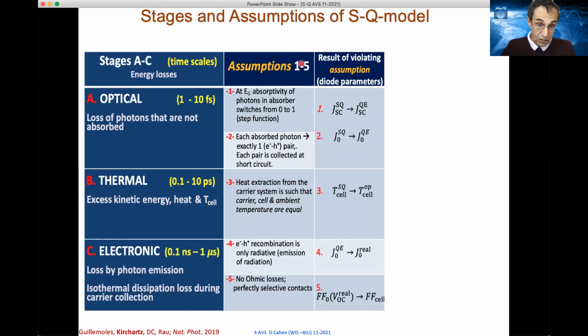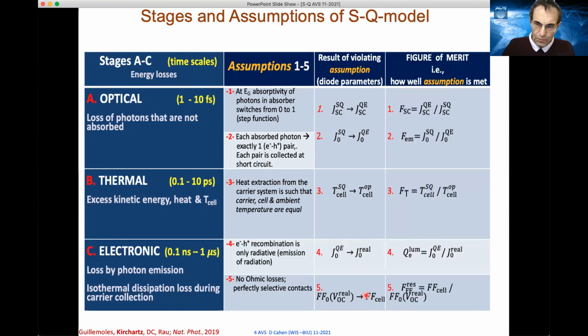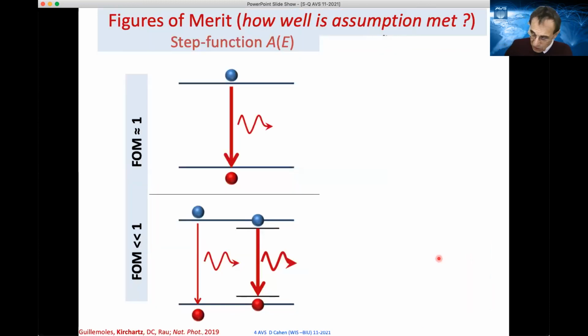If you violate these assumptions, you will get losses that will lower the currents and also the voltages and the fill factors. So you can now, and that's what we did, define figures of merit that tell you how well the assumption is met. So we'd like it to be as close as possible to one. And I'll not go into details because the lecture is not really the place to go into the nitty-gritty, but I can later show it graphically.